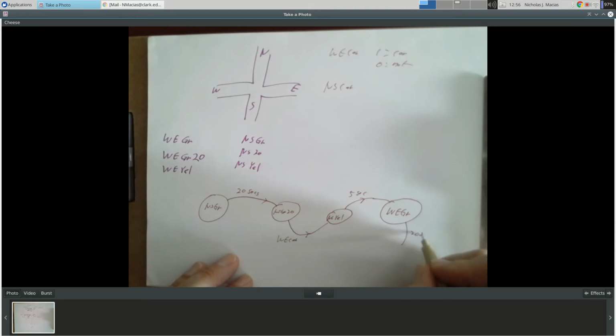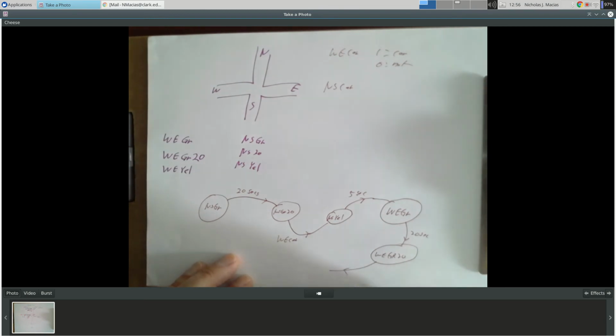And after 20 seconds, we'll go into west-east green 20. And then when we have a north-south car show up, we'll go into west-east yellow. And then after 5 seconds, we'll go to north-south green.